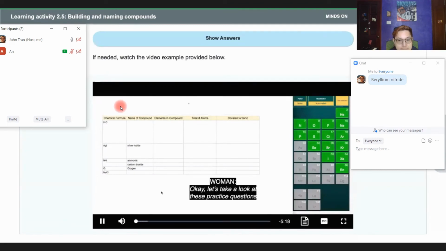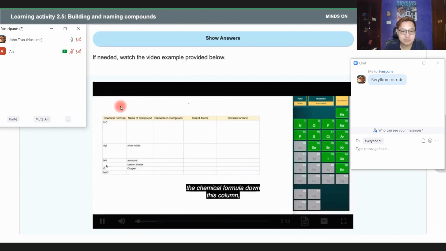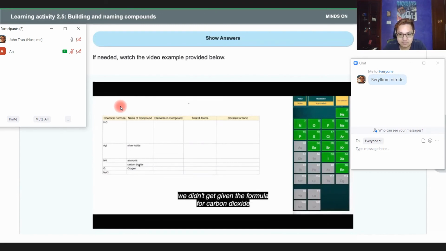Okay, let's take a look at these practice questions and filling out this table. In this table, for most of them, we've been given the chemical formula down this column. We didn't get given the formula for carbon dioxide, but we trust that you can figure that formula out on your own. If you need to do some research, by all means do that and look through other parts of the course and the lessons that you've already looked at. And then we have to find the name, and for many of these, this has also been given. Then we have three columns really that we're looking at here: the elements in a compound, the number of atoms in a compound, and whether or not it's going to form a covalent or an ionic bond. So let's start with the first one. We'll do the first two here together, and then you can do the other four on your own.